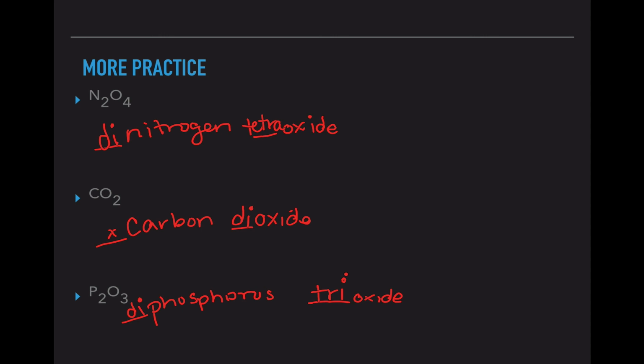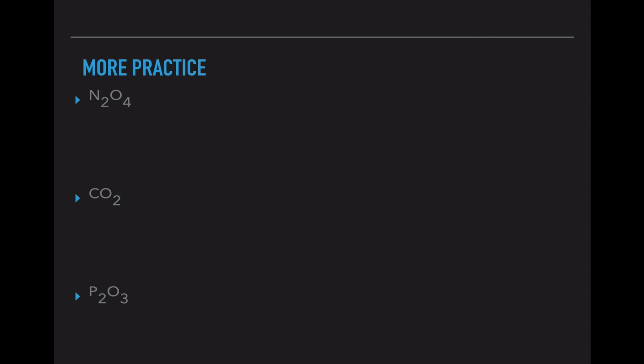So P2O3 is diphosphorus trioxide. And that's all we have for today.